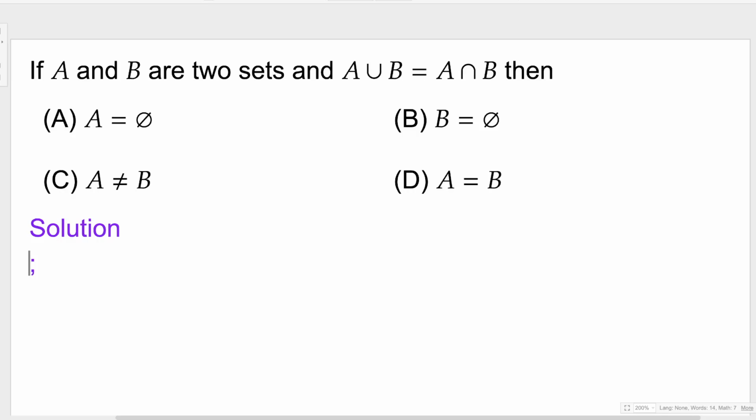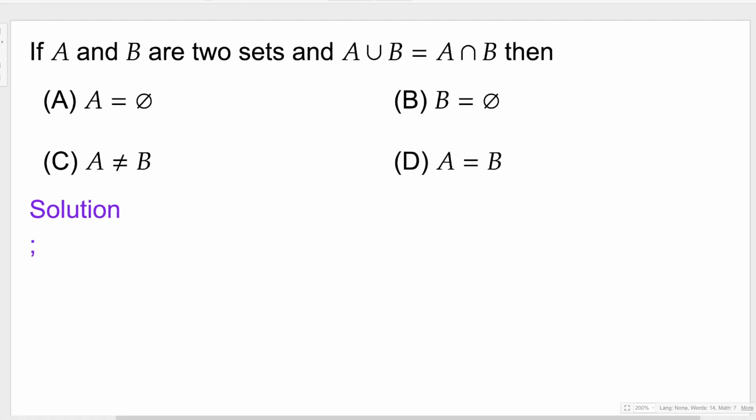So consider this given problem statement. Here set A and set B are given as two sets, and this is one expression that is given here: A union B is equal to A intersection B. In that case, which of the following options is correct? So let us analyze each of the options one by one. To check this, I will try to take some examples for the analysis of these statements.